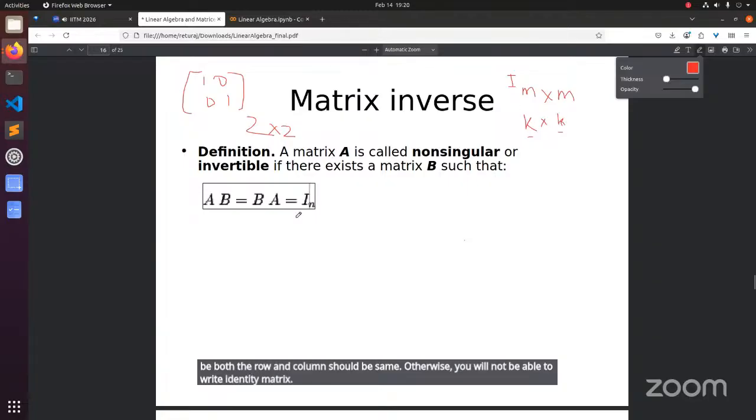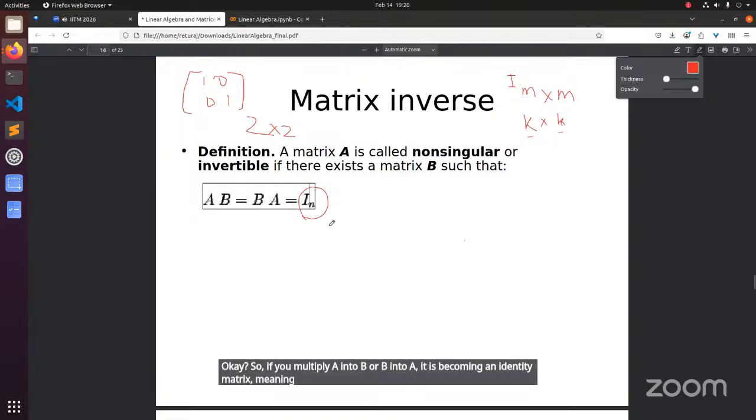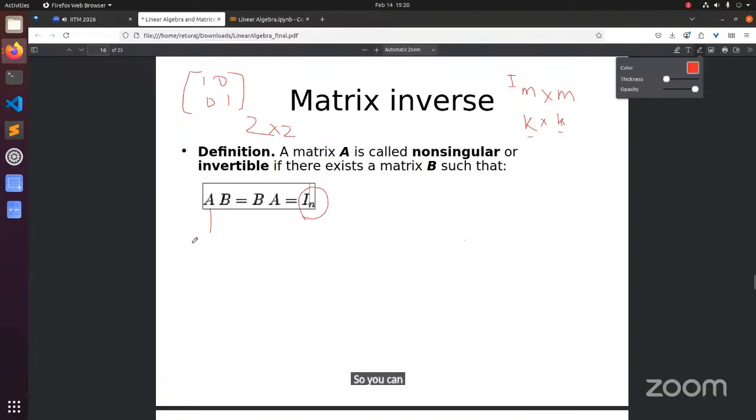Okay. So if you multiply A into B or B into A, it is becoming an identity matrix, meaning that it must convert into a square matrix. And it is only possible, inverse is only possible. So you can see if A is M cross N, let's write A is M cross N and B is also, to have a multiplication, it must be N cross M.